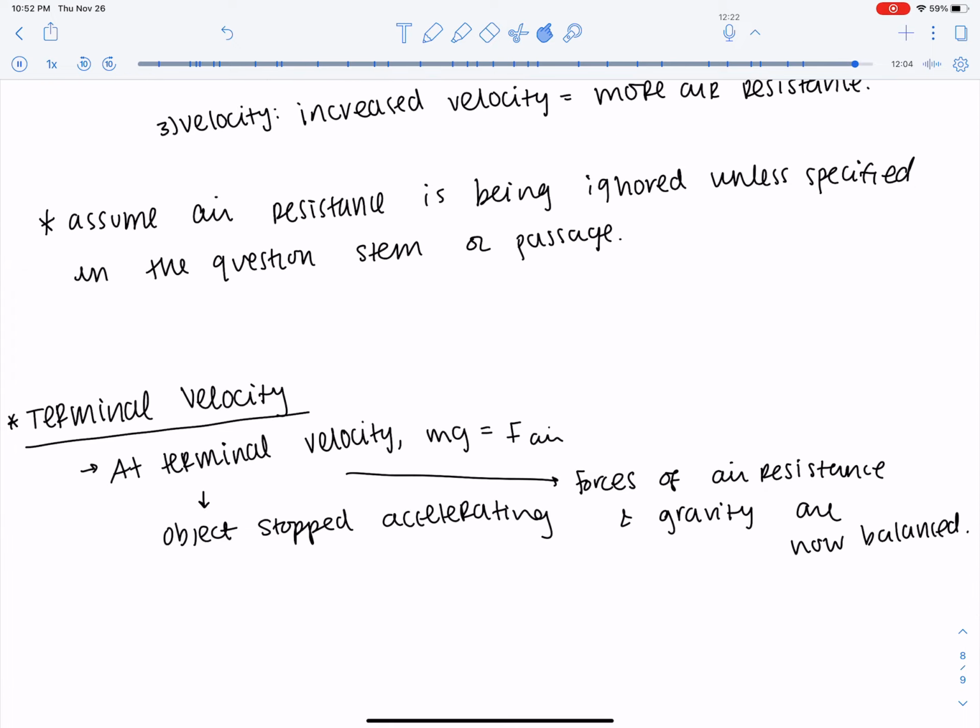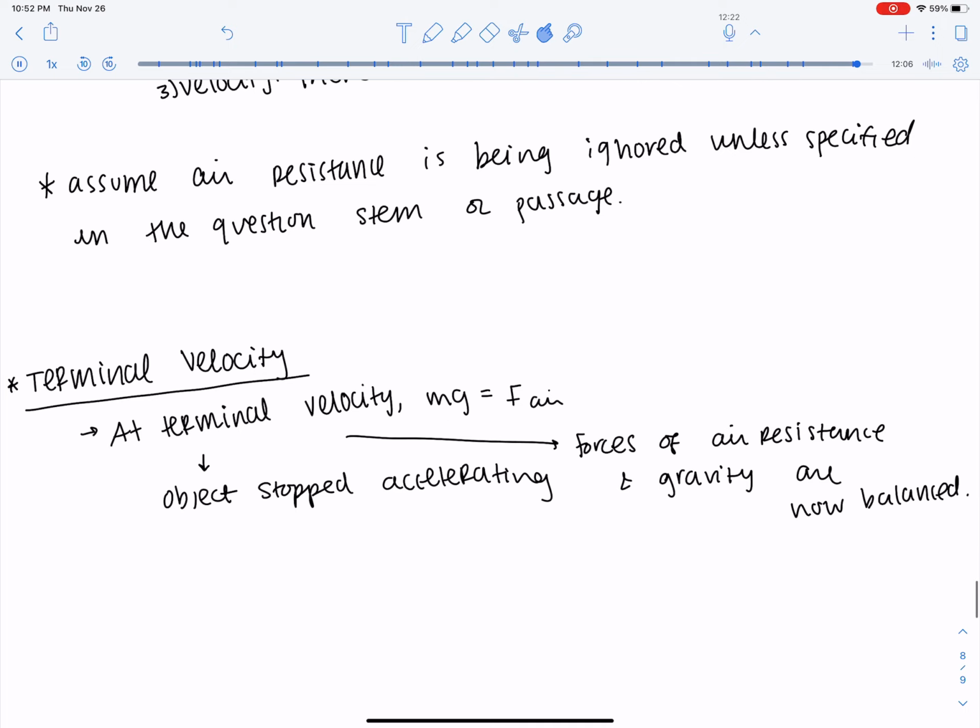Finally, it talked about terminal velocity, and it basically states that when an object reaches terminal velocity, the object stops accelerating, and the forces of air resistance and gravity are now balanced.